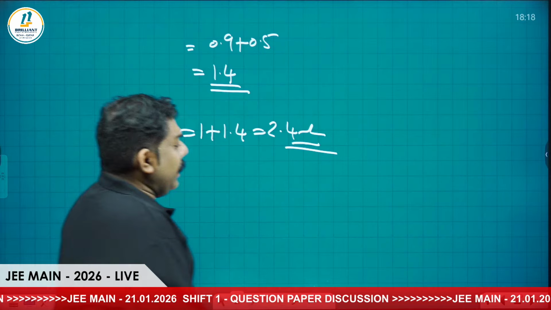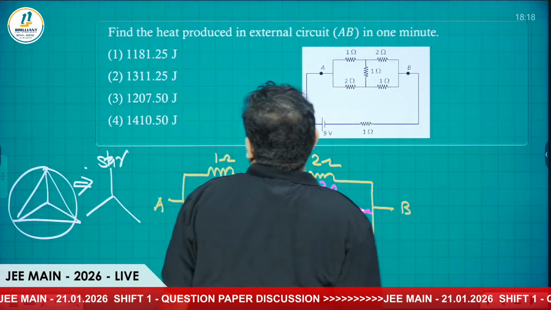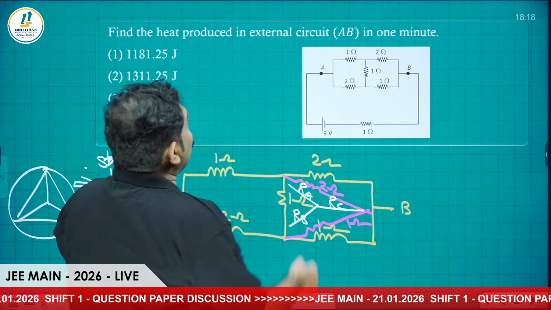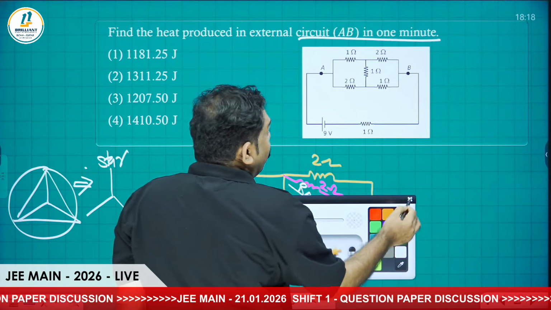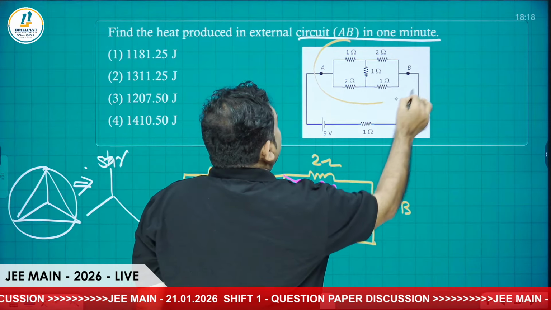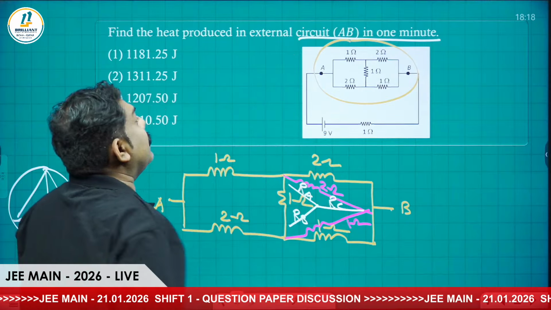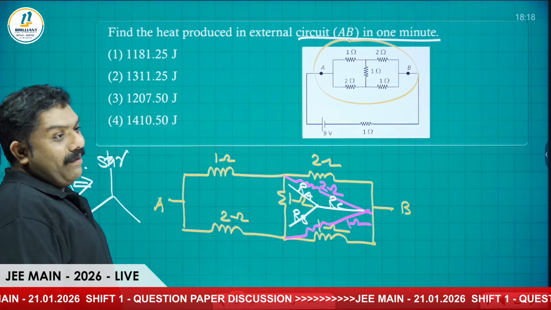Now how can we calculate further? Look in the question what they are asking: the heat produced in the external circuit in 1 minute. So what is the meaning of external circuit between A and B? Here, how much heat is produced, that we want to calculate.